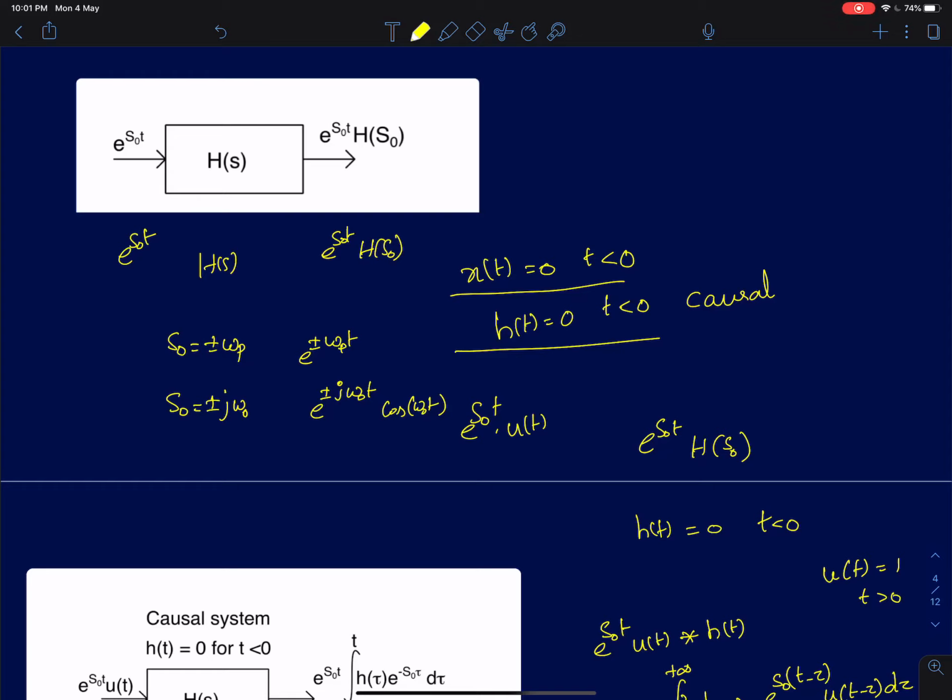Hi everyone. In the previous lecture, we discussed what happens when you feed an exponential signal of the type e^(s₀t) to an LTI system with a transfer function H(s), and we showed that the output of the system is simply the exponential e^(s₀t) multiplied by H(s₀). This is nothing but the transfer function evaluated at the exponent of the exponential.